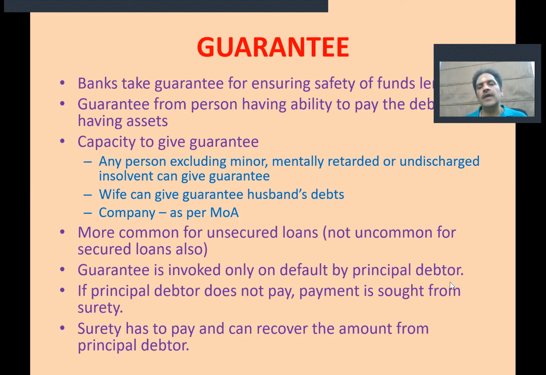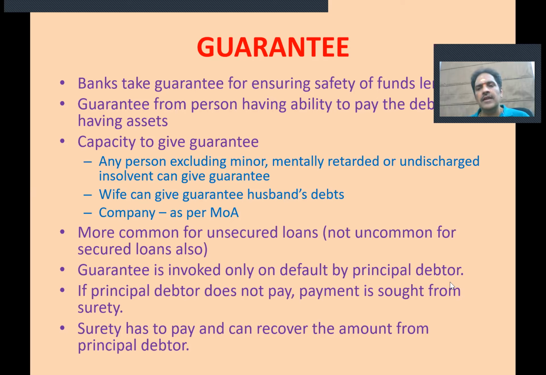Then capacity to give guarantee. Just like in a contract, the guarantor has to have the capacity to give a guarantee. So any person excluding a minor, a person of unsound mind or an insolvent can give a guarantee. The wife can give a guarantee for the husband's debt. Then a company can give a guarantee depending upon its memorandum and articles of association.